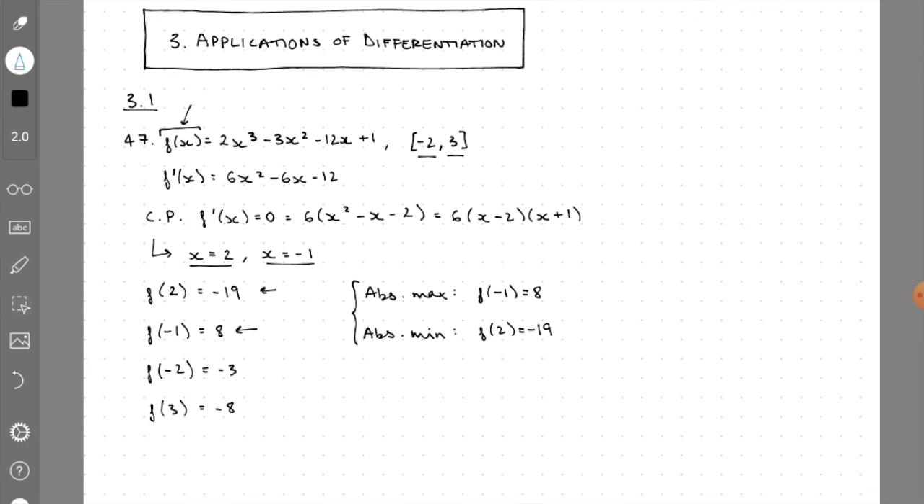Notice that this is our final answer, right? Notice that this is going to be just the point (-1, 8), and this is going to be the point (2, -19). They're the same thing. Just keep that in mind. And we're done.